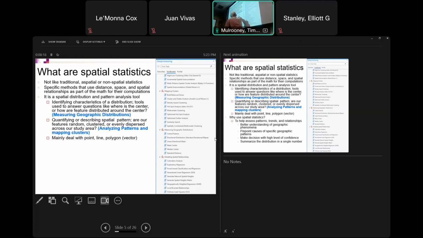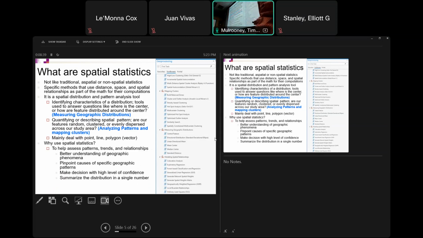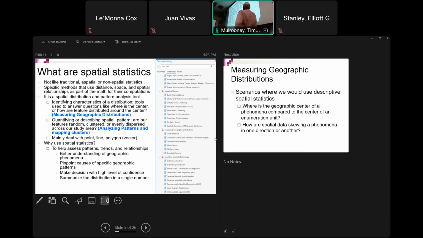And with these statistics, we mainly deal with points, lines, and polygons. What we were doing today with another group is spatial interpolation routines, where we were creating PM surfaces for the entire state based on 22 values throughout the state. Some are good, some aren't good. There are other statistical tools that we can use to describe these. So the use of spatial statistics is to assess patterns, trends, and relationships.